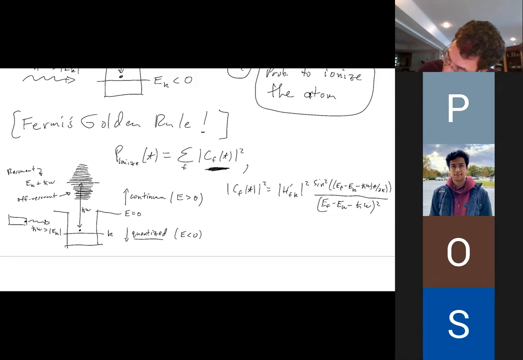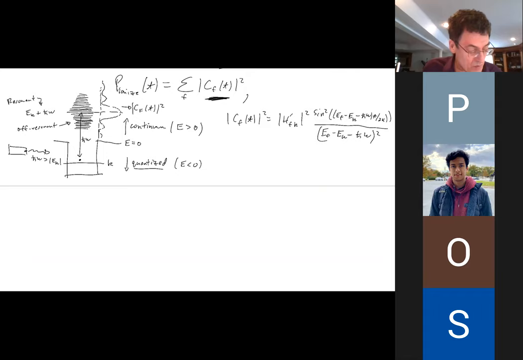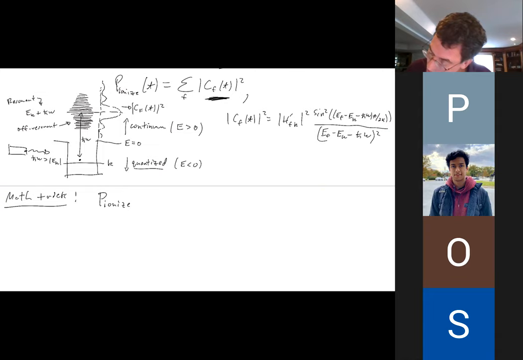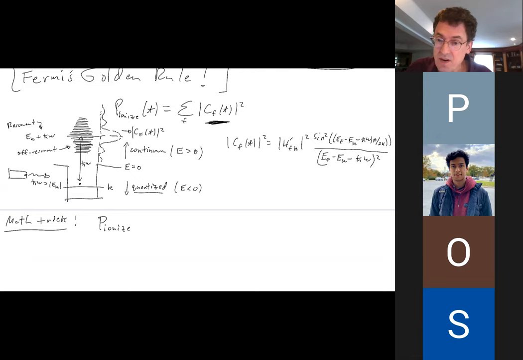And this thing is a function, so I can actually draw it here. This is a nice way to draw it. I can draw it like this. Because here, what I'm drawing is |C_f of t| squared. This is the probability that the electron goes to any of these states, this function that I just drew. And so I have to sum over that function. So I'm going to do a math trick. Let's go back up here, and you see how I have a sum. I'm summing over these discrete states, but I can turn this into an integral.